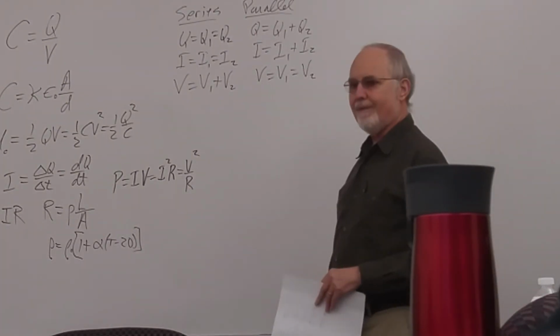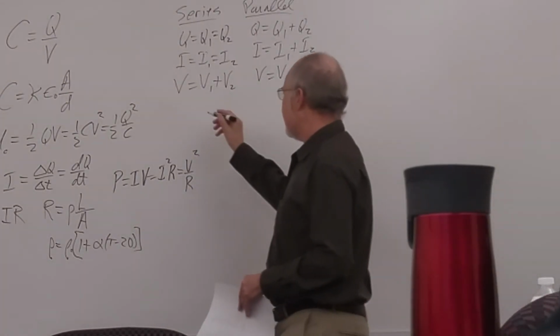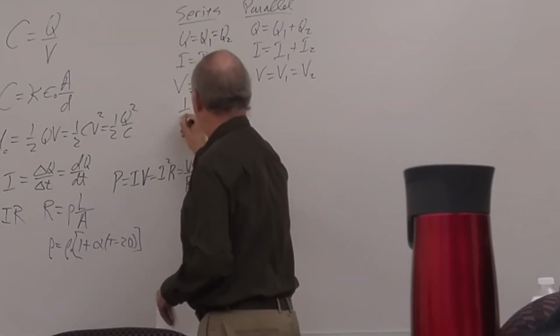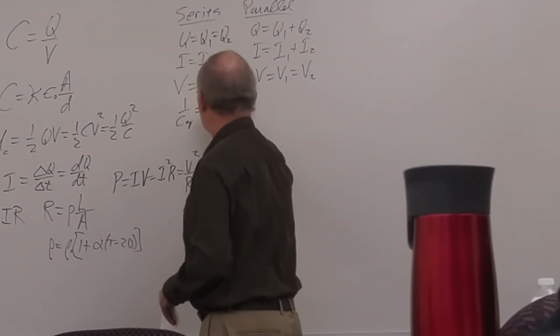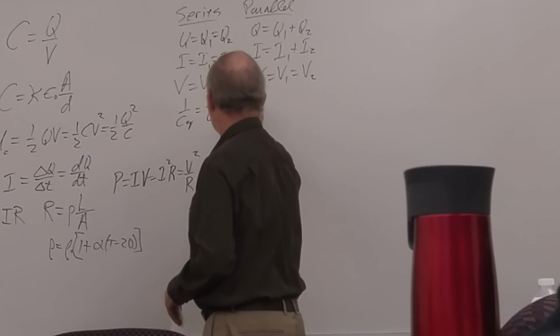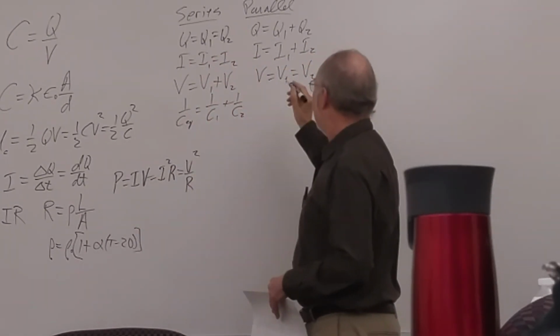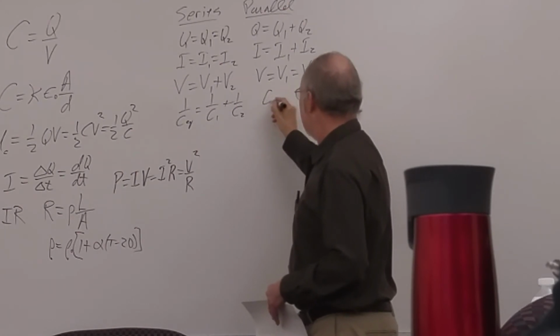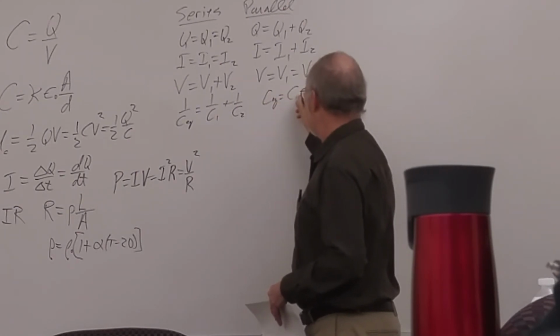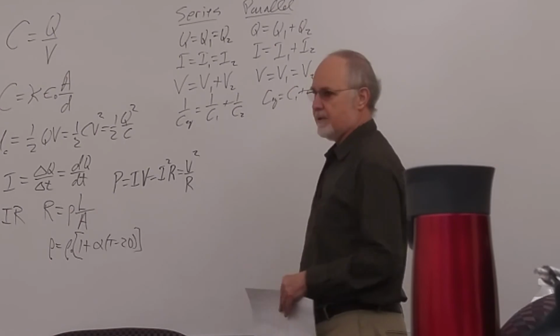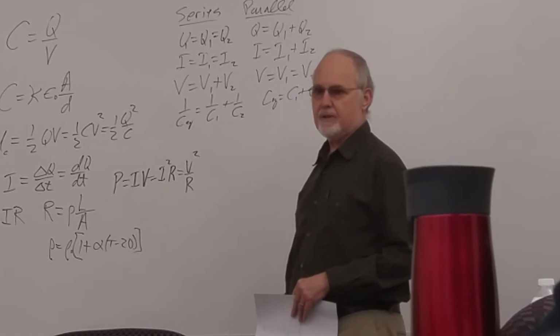And then what's the equivalent capacitance? In series, you had 1 over the equivalent is equal to 1 over the first one plus 1 over the second one plus dot, dot, dot, everything you've got. For parallel capacitors, total capacitance was the sum of the individual capacitances in each of the parallel branches.